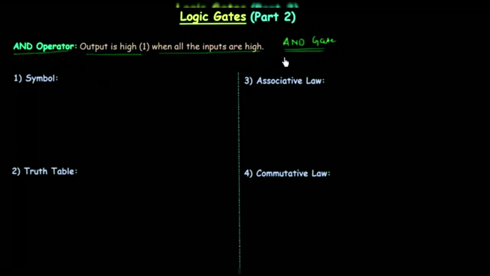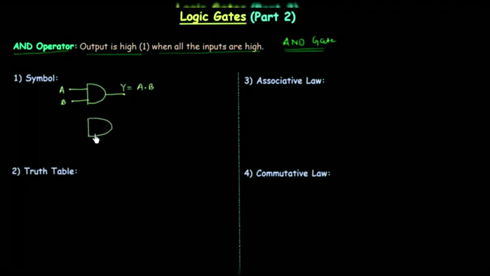First thing in the AND gate is the symbol. I will make a two input AND gate. This is how we represent the AND gate. We have two inputs, A and B. This is how we represent the output, Y, and Y is equal to A and B. This dot here is the AND operator. This is not multiplication, so don't confuse yourself.